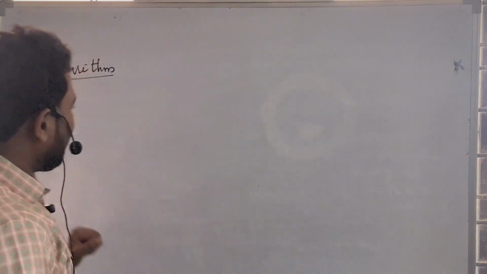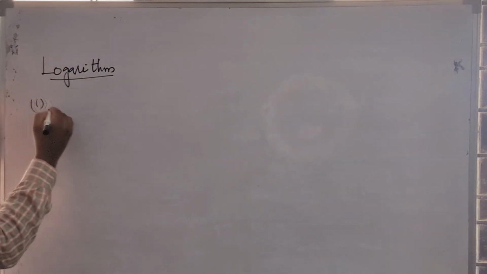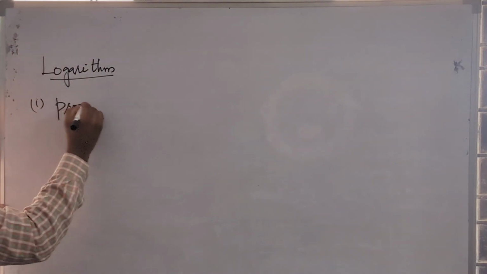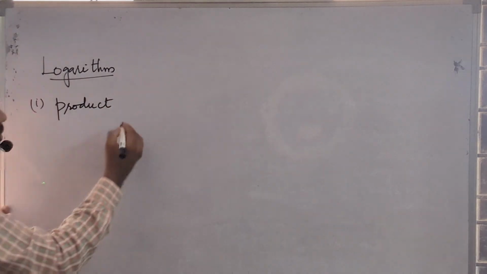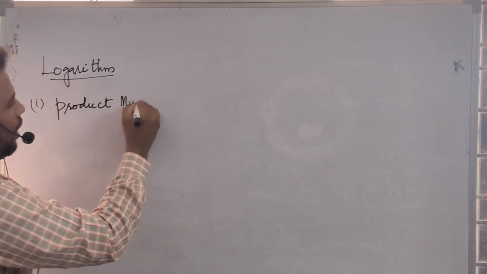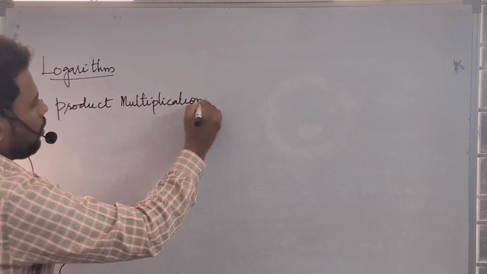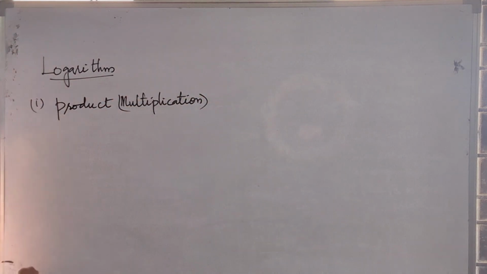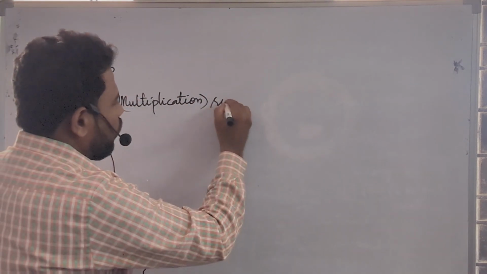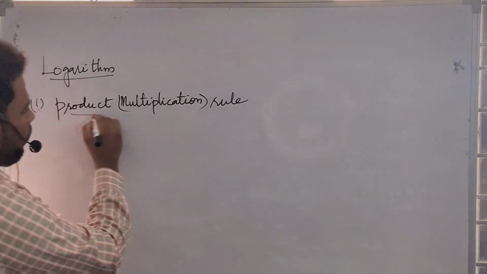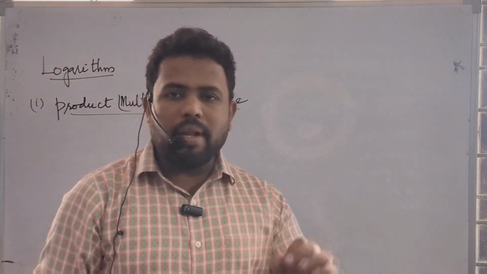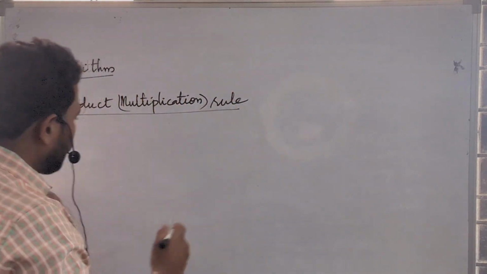Rule number 1 is called product. What is the meaning of product? Multiplication. The first rule is multiplication. Let us go with this here.